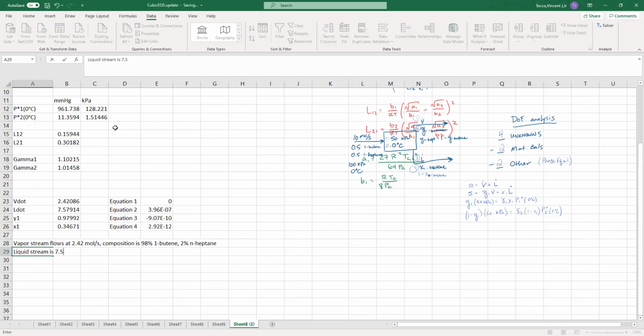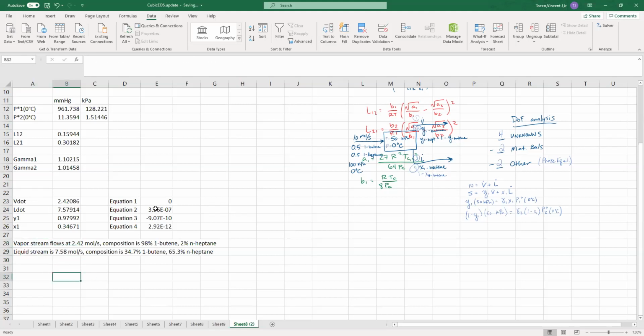And the liquid stream is 7.58 moles per second. Composition is 34.7% 1-butene, and the balance, let's see, quick math, 65.3% N-heptane. All right, so that is the solution to that problem.